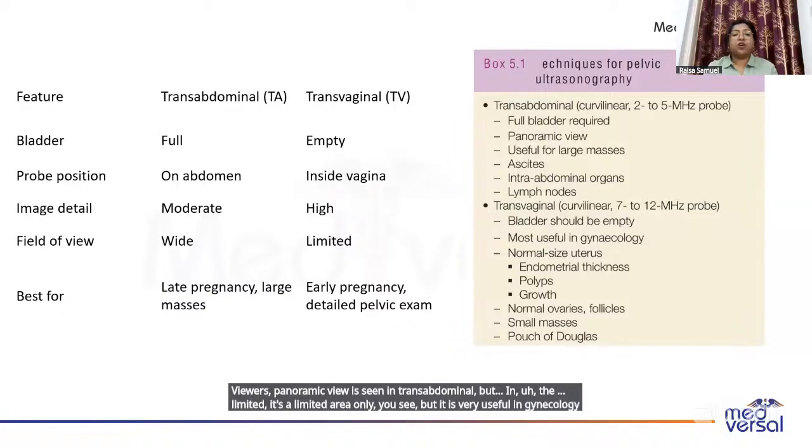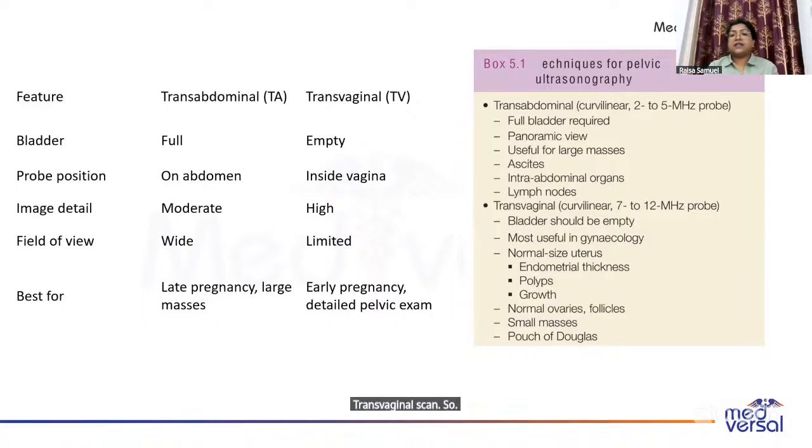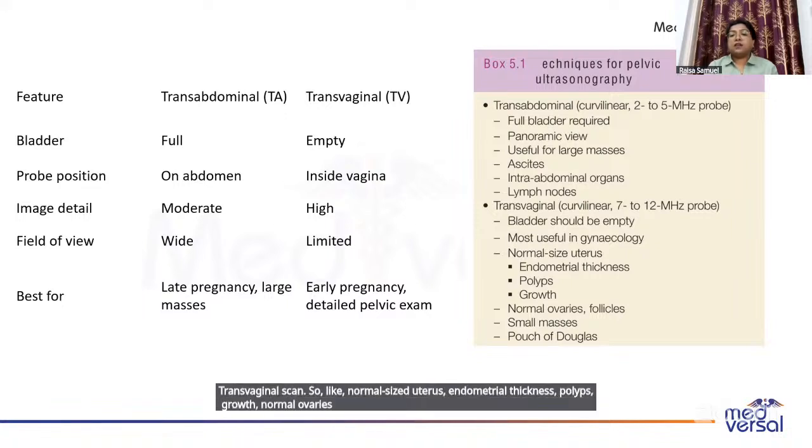So best for transabdominal is for late pregnancy and large masses. You can use transabdominal because you can see a wide view. And transvaginal for early pregnancy and detailed pelvic scan, it is useful to use transvaginal scan. So like normal size uterus, endometrial thickness, polyps, growth, normal ovaries, follicles, small masses and pouch of Douglas, all this you can use transvaginal scan.